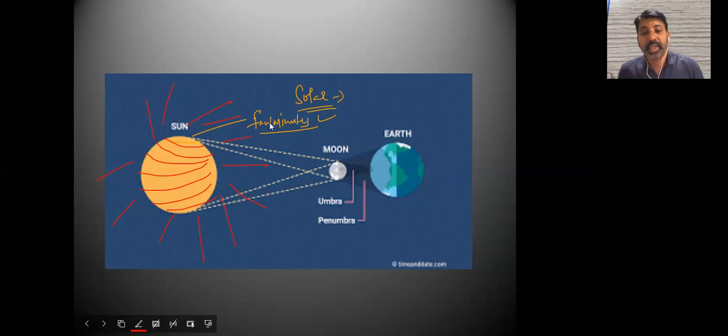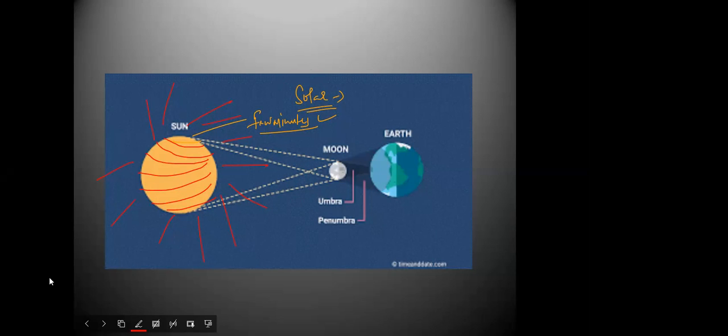So don't think that whenever there is a solar eclipse, the entire area becomes totally dark like an evening or a night. That is not the case. Only for a few minutes do you have the darkness. That's all. Am I clear? Yes, sir.